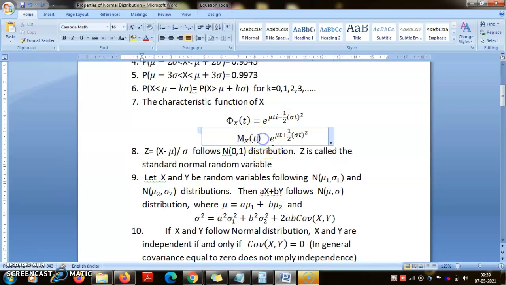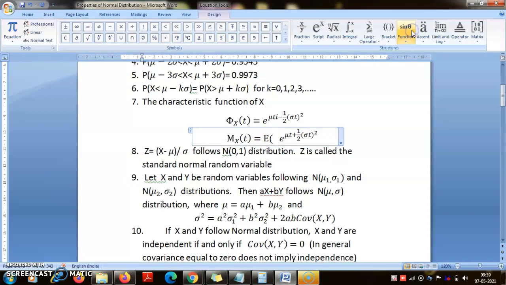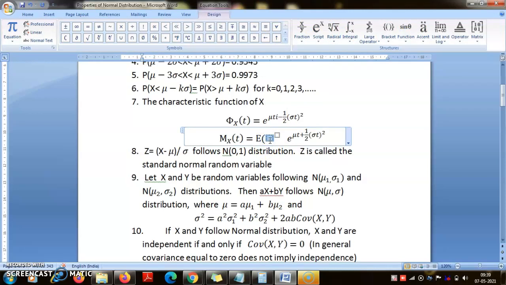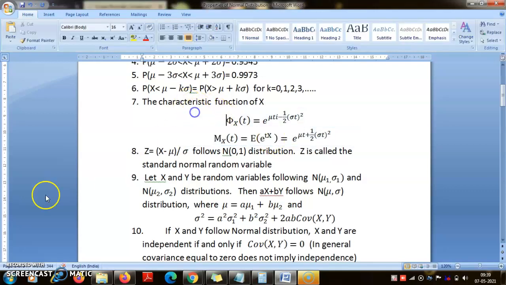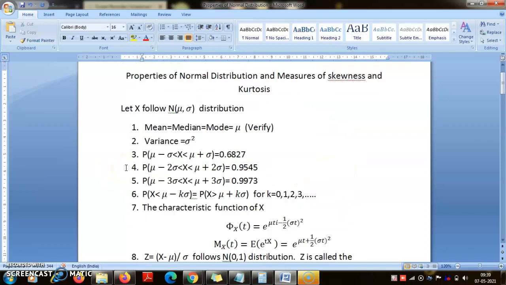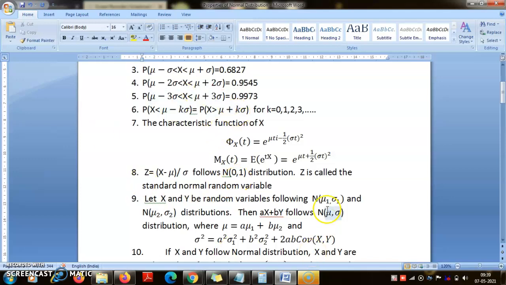This is the expectation of e to the power tx whenever such an expectation exists on an interval of values of t, for all t in some interval. So that is something we had discussed. So this is the moment generating function, and the characteristic function is just replacing t by it when the moment generating function exists. Now if x follows normal mu sigma, why do we write the moment generating function? Because this is also another way of identifying a probability distribution.